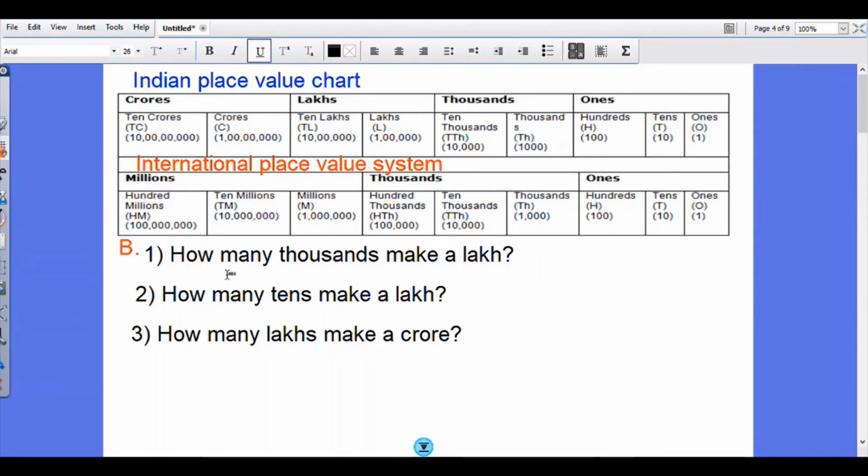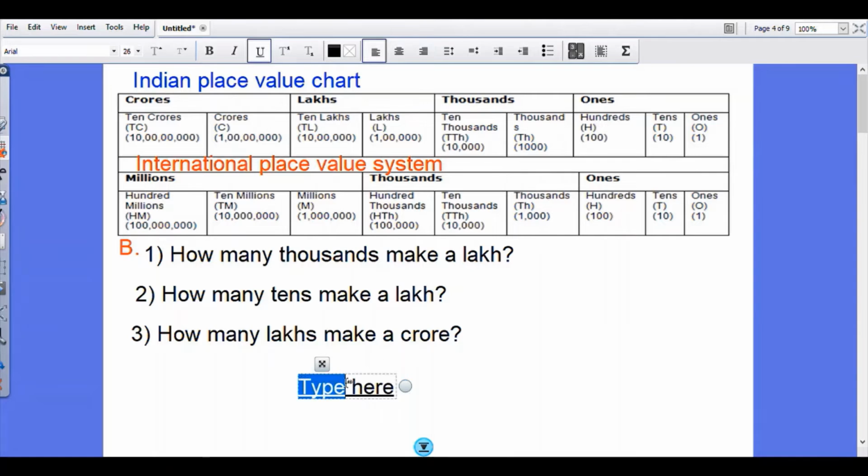Now see the first question. How many thousand make a lakh? Now see from the chart. Thousand is here and lakh is here. In thousand, 3 zeros, and here 5 zeros. Now after thousand count 1, 2. How many thousand make a lakh? 1, 2. That means 2 zeros.